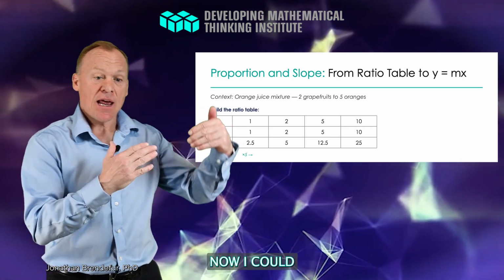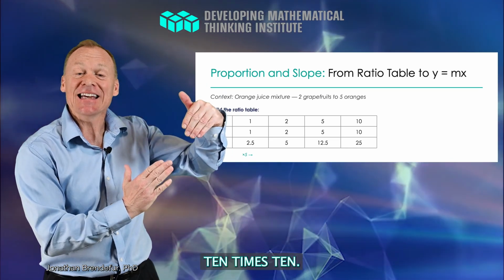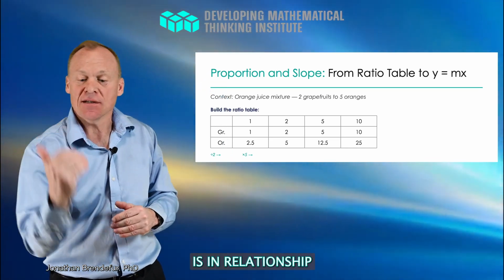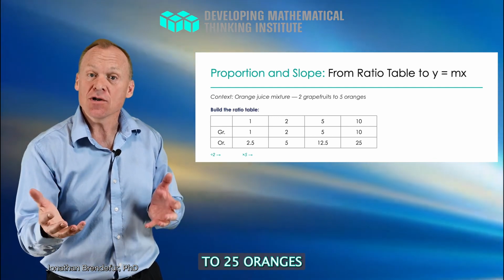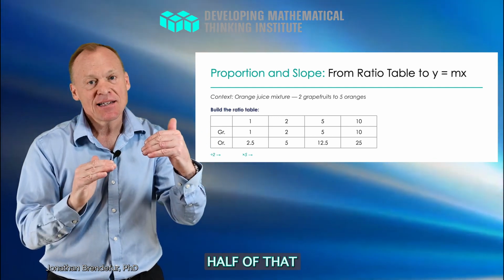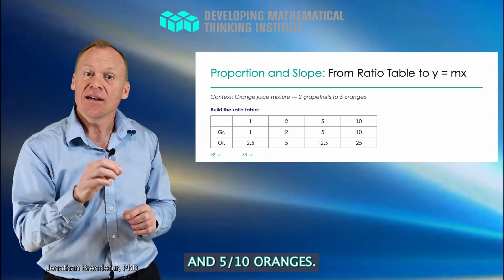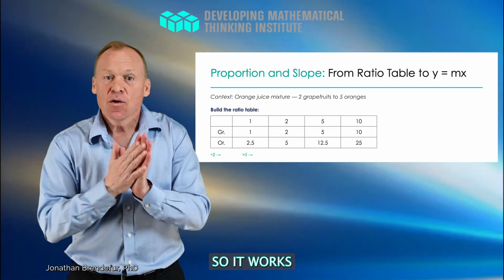Okay, that's important. Now I could take that 1 and 2 5/10, and I could get the 10 times 10, and I'm at 25. So 10 grapefruits is in relationship to 25 oranges. Then I can take half of that and get 5 grapefruits to 12 and a half, or 12 and 5/10 oranges. So it works perfectly fine.